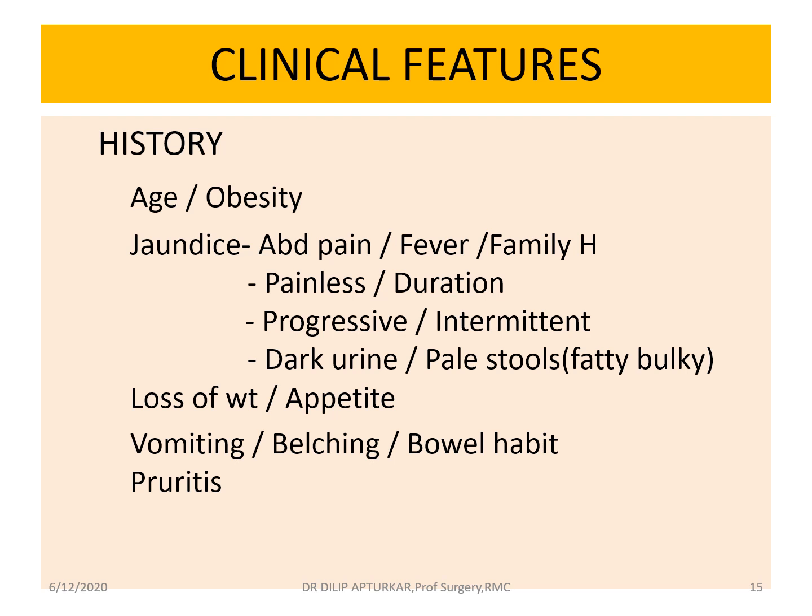Then again, presence of dark urine, pale stool, fatty bulky pale stool, that is characteristic of obstructive jaundice, associated with steatorrhea. Loss of weight, loss of appetite will be evident. Vomiting, belching, altered bowel habit can be there. Then one of the characteristic features, pruritus, will be present. The patient will have scratch marks over the back, shoulder, limbs.